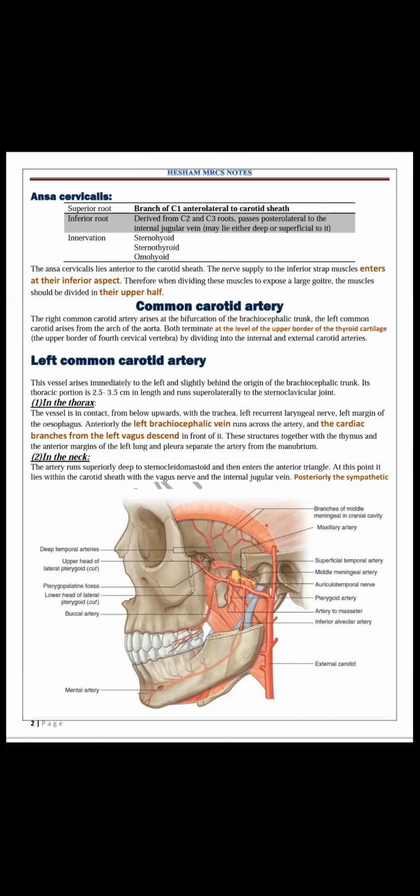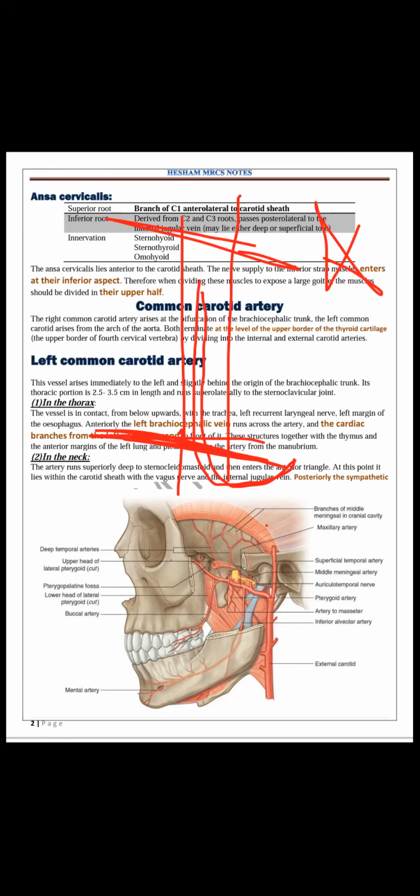Please remember, these are the strap muscles, and their innervation is coming from below upward. So when you are going to divide this strap muscle, you will try to divide it in its upper half. Why? To leave all of this innervated. If you divide here, all of this part becomes paralyzed.